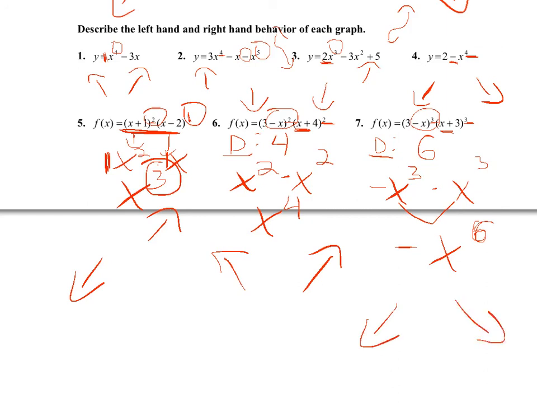So an easy way to sum it up: if you know what your highest exponent is for the polynomial, if it's even, they either both go up or both go down. If it's odd, it looks like an S-curve. One side goes down, the other side goes up.